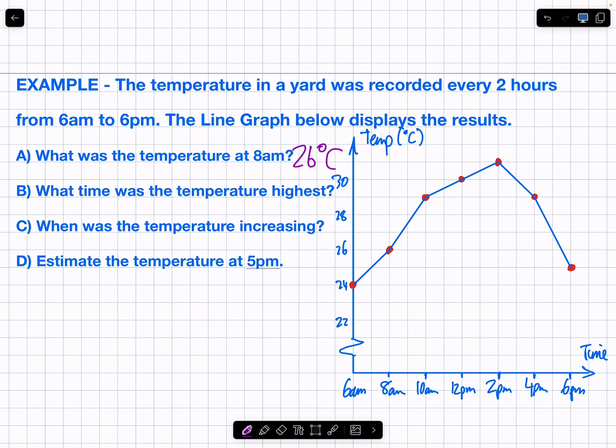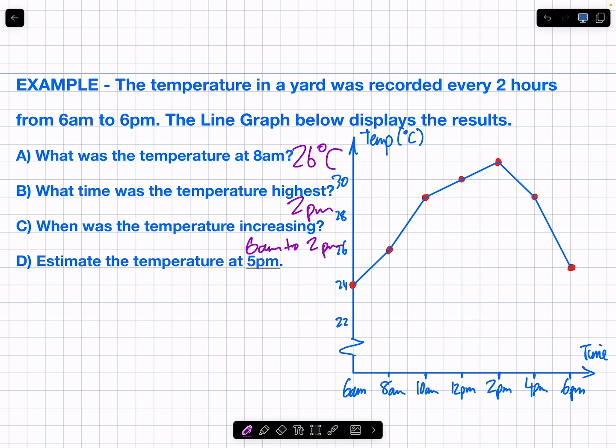Centigrade. What time was the temperature the highest? Someone else. 2 p.m. There's no steps to this. My formula would be, just look at it. Okay? When was the temperature increasing? Think about this. There's more to it than that. Was it increasing over a longer period of time? 6 a.m. to 2 p.m. Yeah. Was it increasing at different rates though? Yeah. Okay, so just keep that in mind.